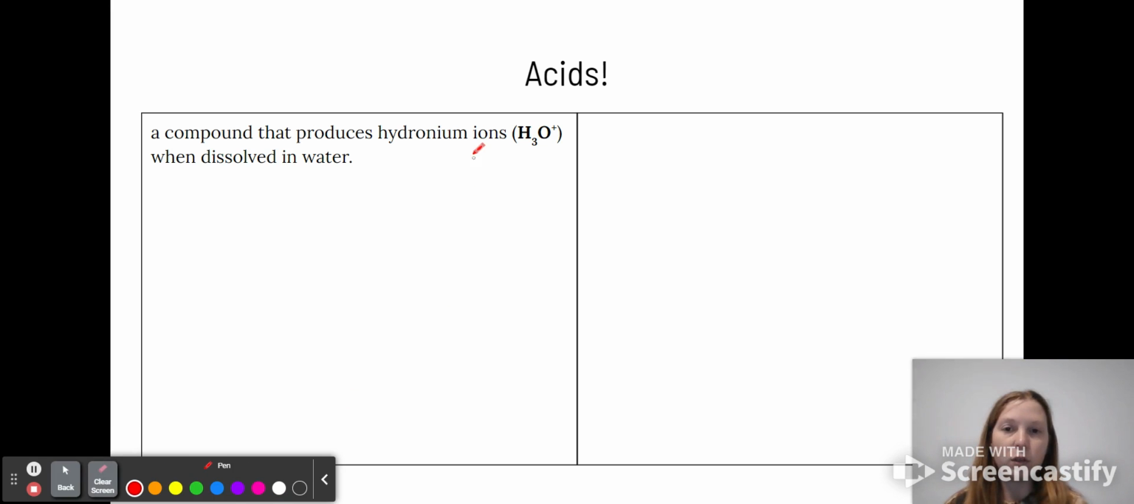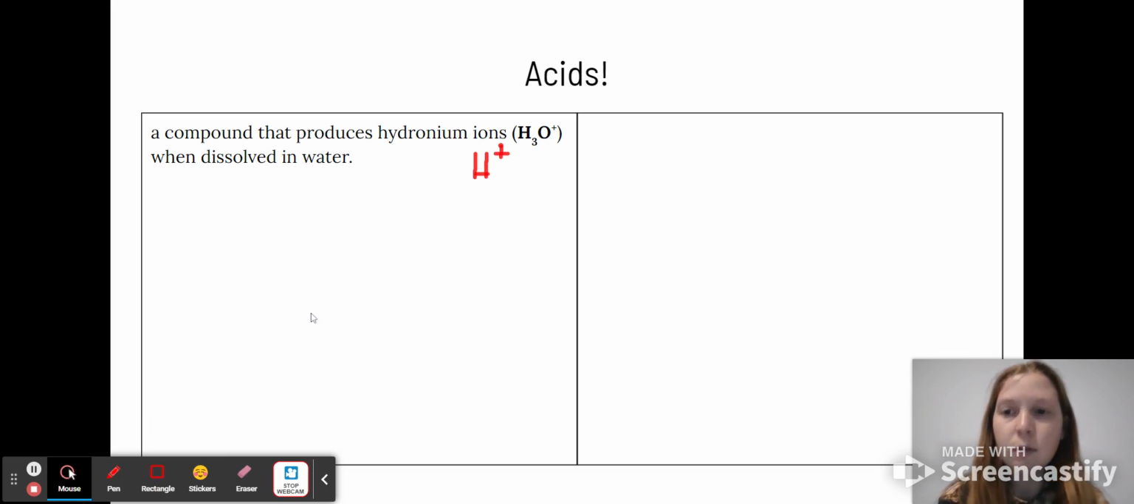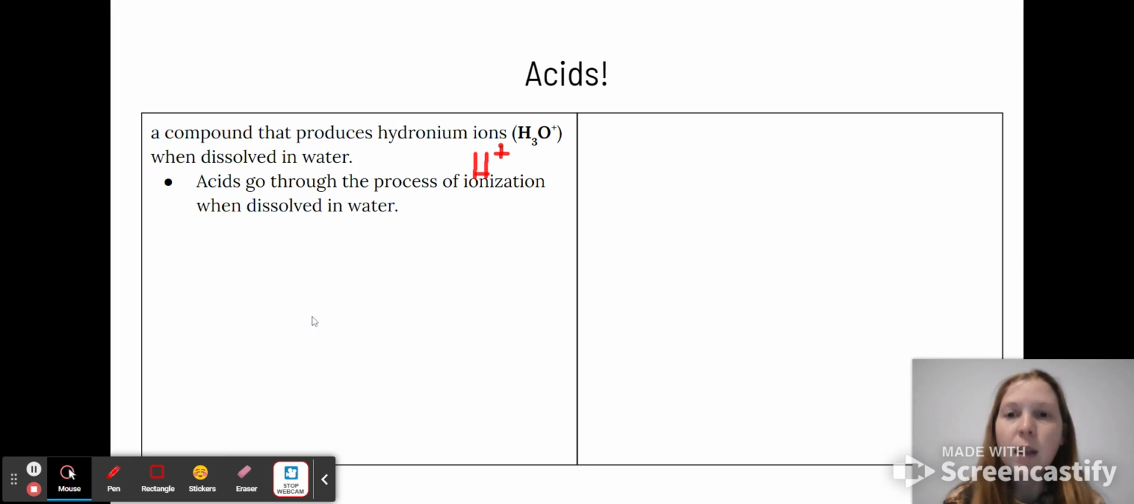It could also just form a hydrogen ion, which would be an H+. So you could see either one of those. Acids go through ionization when dissolved in water, which we learned in our lesson about solubility. So you can go back and check that if you need to.